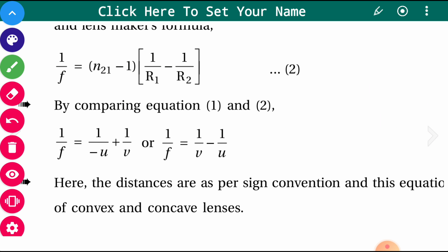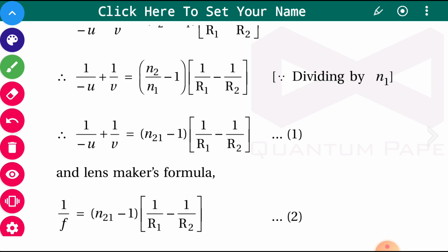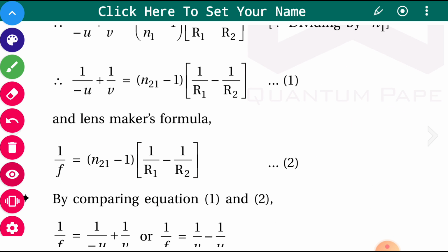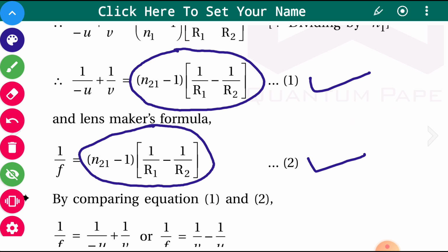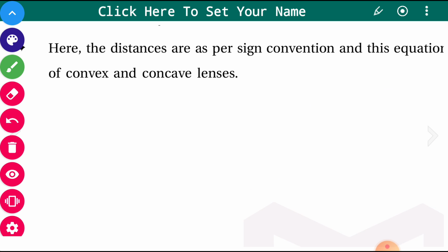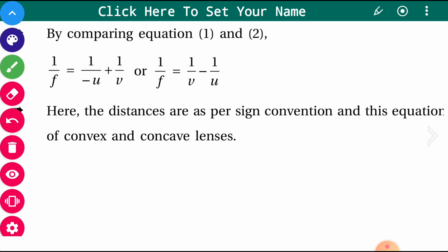And if you compare this second equation and the first equation, just we have to take the comparison. Then on the right hand side you can see this is same. So we can say 1 upon v minus 1 upon u is equal to 1 upon f, which is nothing but the lens formula that you have studied already in your 10th standard also.